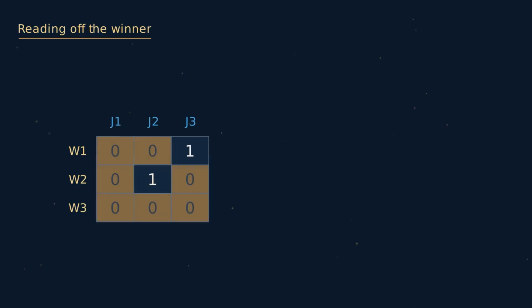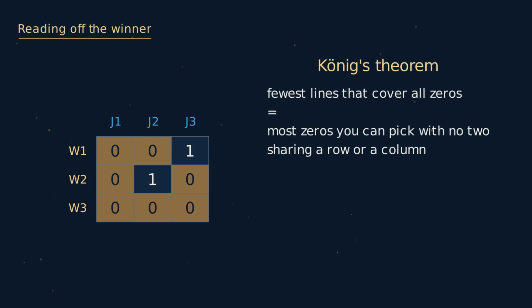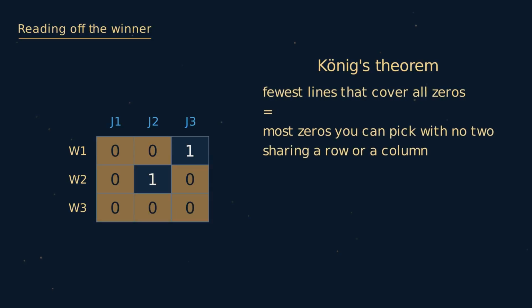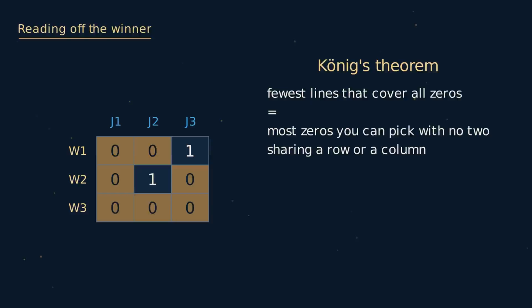Here is the table the algorithm finally handed us. Now we just have to read it. Why does the line count decide anything? Because of a theorem by Koenig. The fewest lines needed to cover all the zeros is always equal to the largest number of zeros you can pick with no two sharing a row or a column. 3 lines therefore guarantees 3 independent zeros, 1 for every worker, 1 for every job. The test is not a rule of thumb. It is a proof. Pick them.